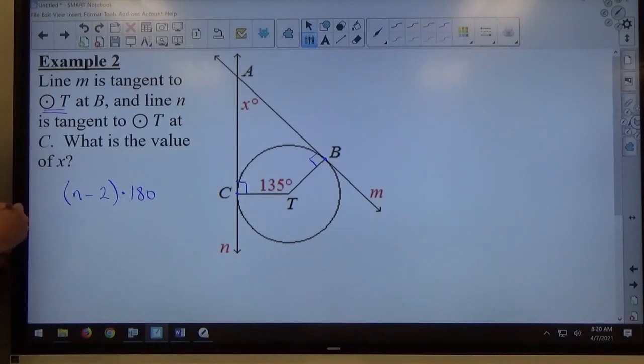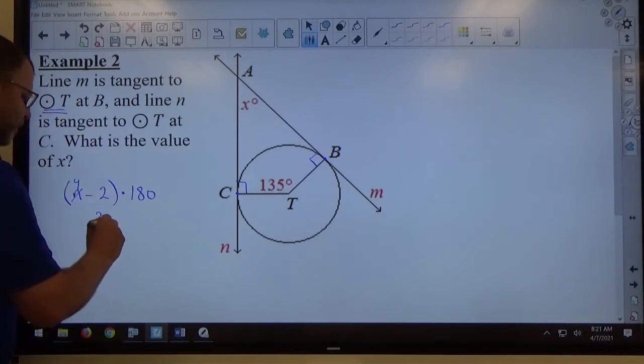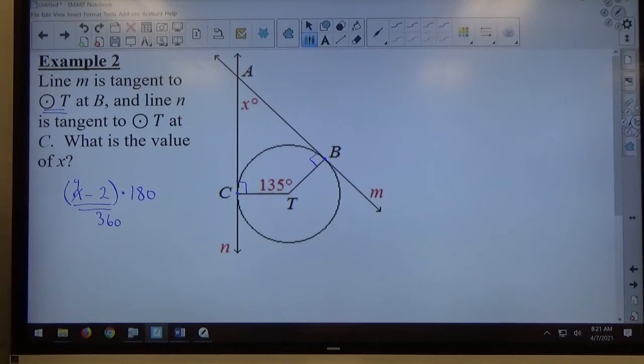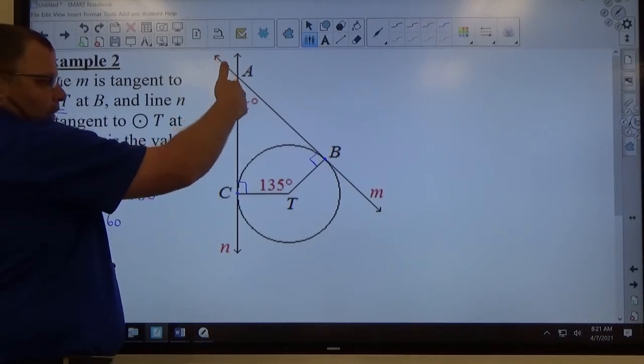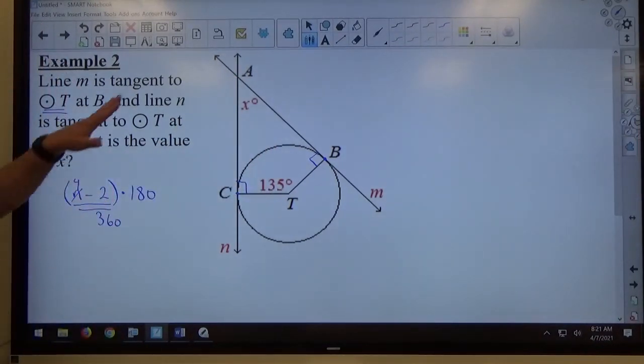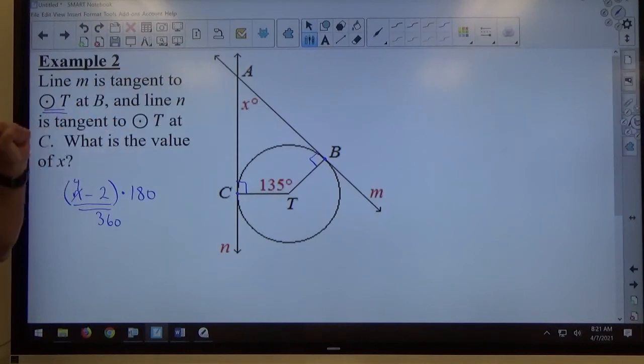So if we're dealing with a quadrilateral, it has 4 sides. 4 minus 2 is 2. 2 times 180 is 360. This N minus 2 just represents how many triangles get made if you just start drawing the diagonals in from one corner. So if I were to draw a diagonal in here, I'd make 2 triangles. Each triangle is 180 degrees. So there's 360 degrees total in this quadrilateral ABTC.